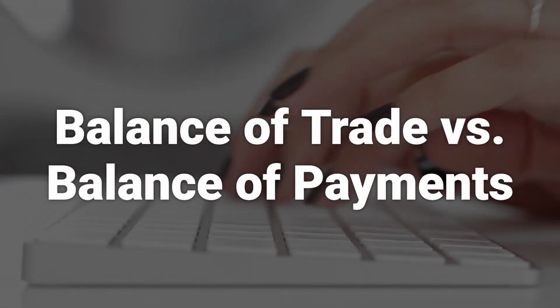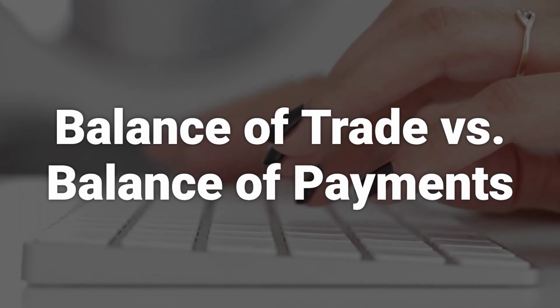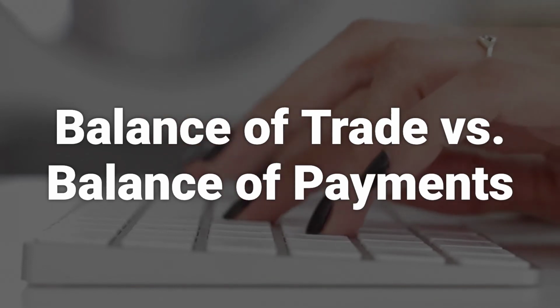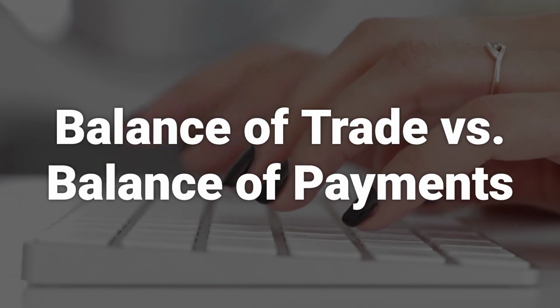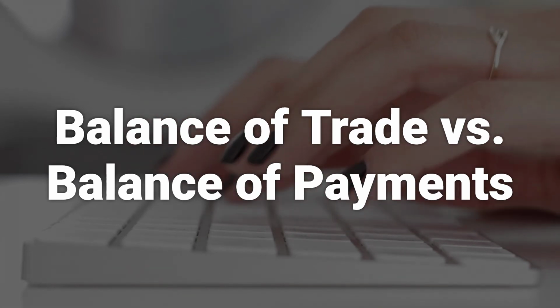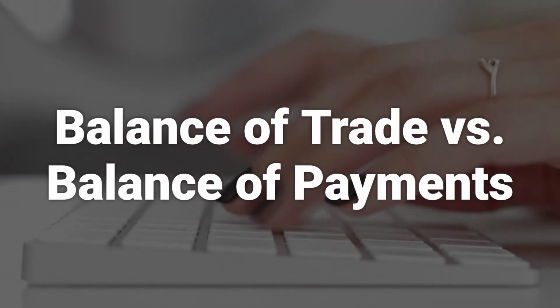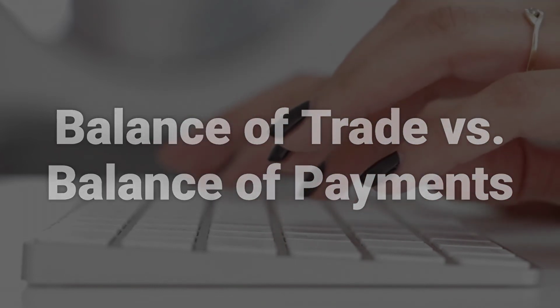The balance of trade measures the flow of goods into and out of a country, while the balance of payments measures all international economic transactions made by a country's residents, including trade in goods and services, as well as financial capital and financial transfers.